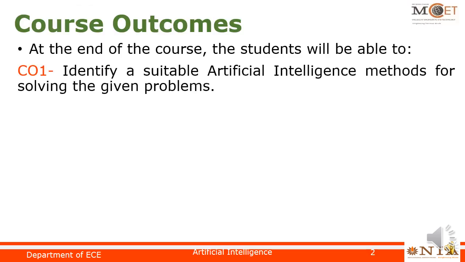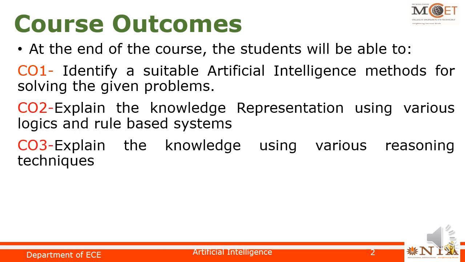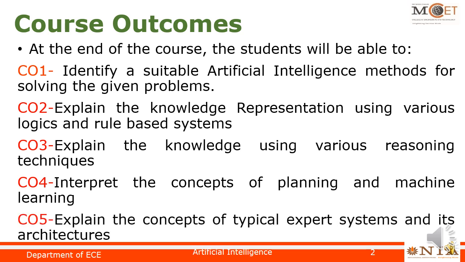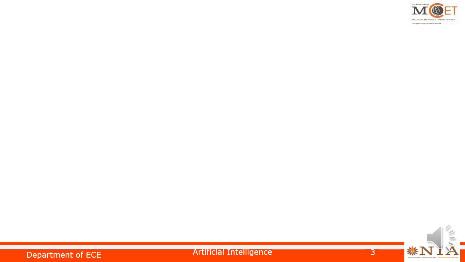Let us see the course outcomes. The course outcome for Unit 1: identify suitable artificial intelligence methods for solving the given problems. Unit 2: explain the knowledge representation using various logics and rule-based systems. Unit 3: explain the knowledge using various reasoning techniques. Unit 4: interpret the concept of planning and machine learning. Unit 5: explain the concept of typical expert systems and their architectures.